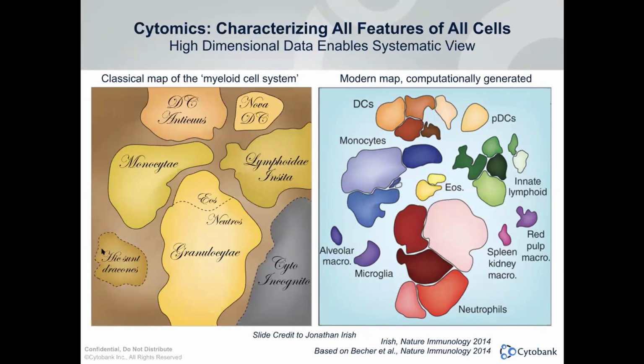Here's an example showing the myeloid cell system. Before the age of high-dimensional analysis, we were only able to identify some of the major subsets. And now with modern computational techniques, we are able to deep profile the whole system in more detail and make new discoveries.